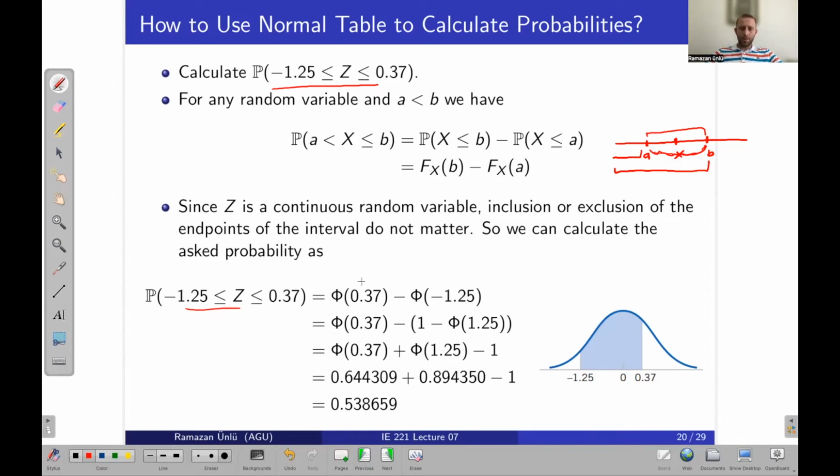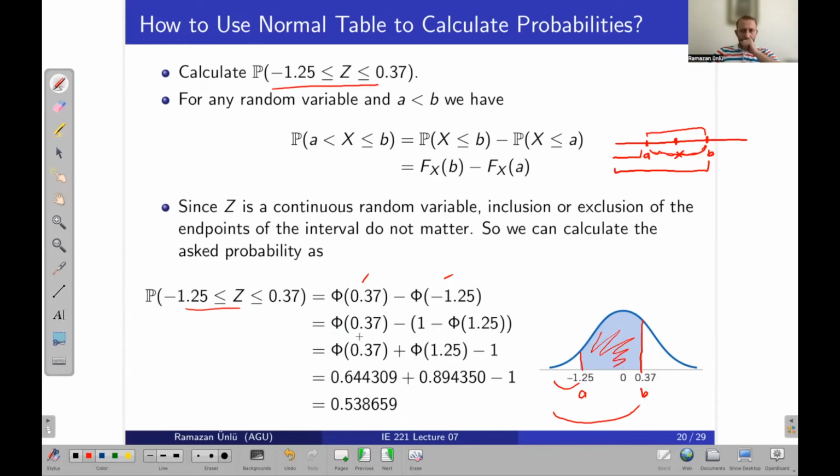First, let's look at these values in the distribution. Let's say this is our distribution, and this is the first value, which is actually b. And this is the second value, which is actually a. What we did here: from the left side of b, if we subtract the left side of a, you will get this region.